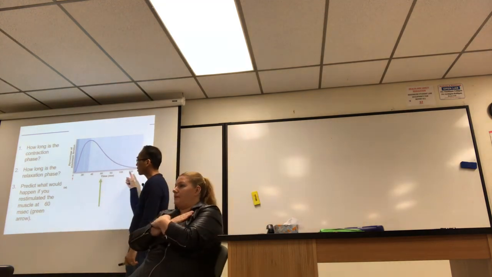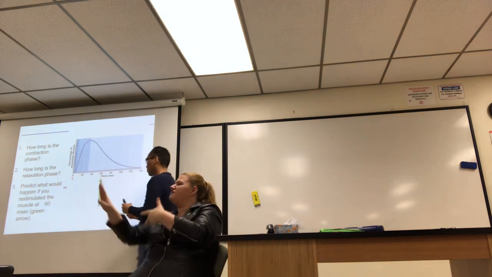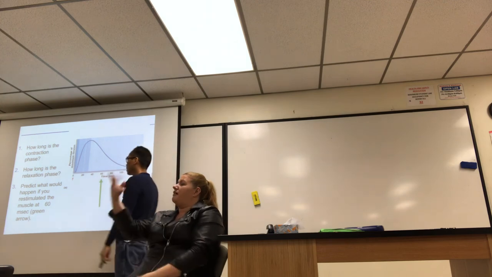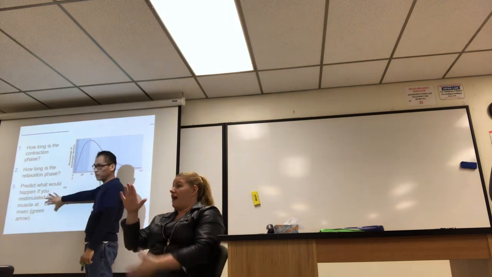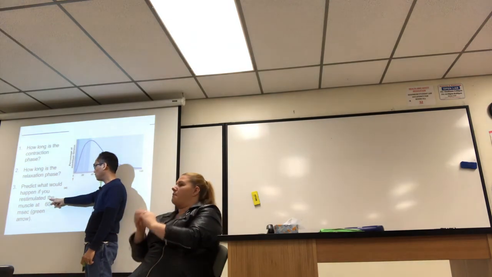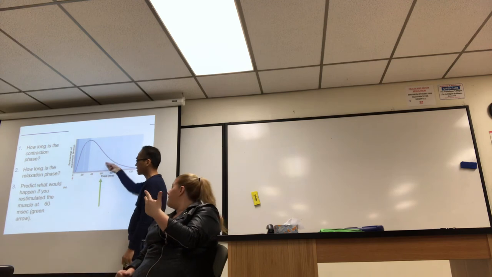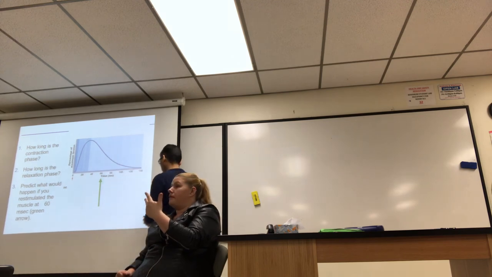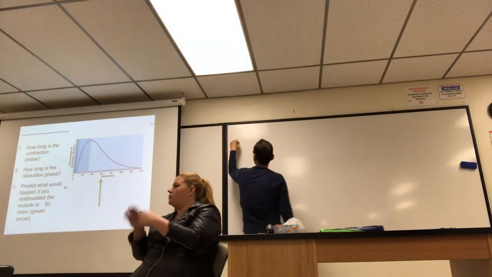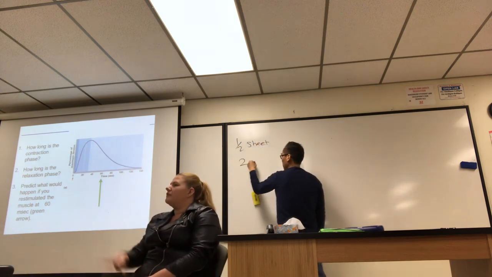All right, so these three questions here, I guess on your half sheet we're on number two. Answer this last one here on your half sheet. It's a prediction question. What would happen if you re-stimulated the muscle at 60 before it has time to relax? Answer that on your half sheet. I know it's number three on the slide, but put it number two on your half sheet.